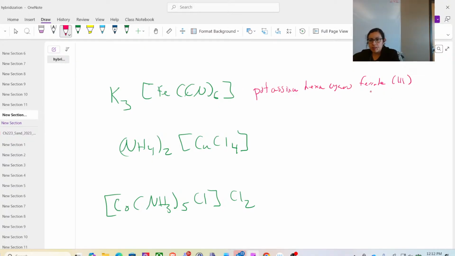And remember, it takes an -ate ending. It's an anion, so we name our cation first. Hexa for the cyano group there. So good. And then, right, potassium, so we know this is 1 plus. And then we have 6 minus on our cyanide here. And then to make it neutral, 3 plus. Any questions on that one?